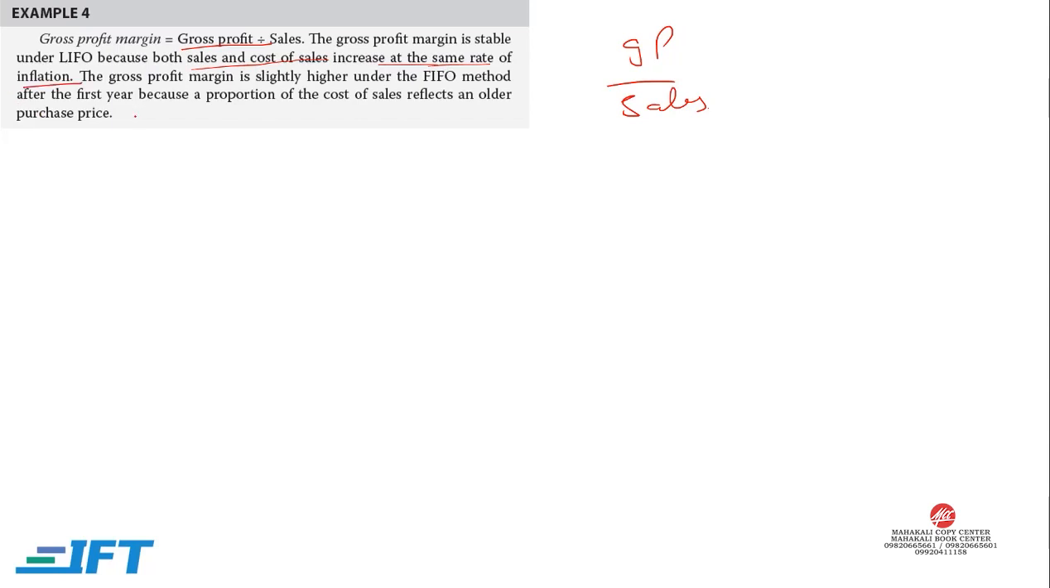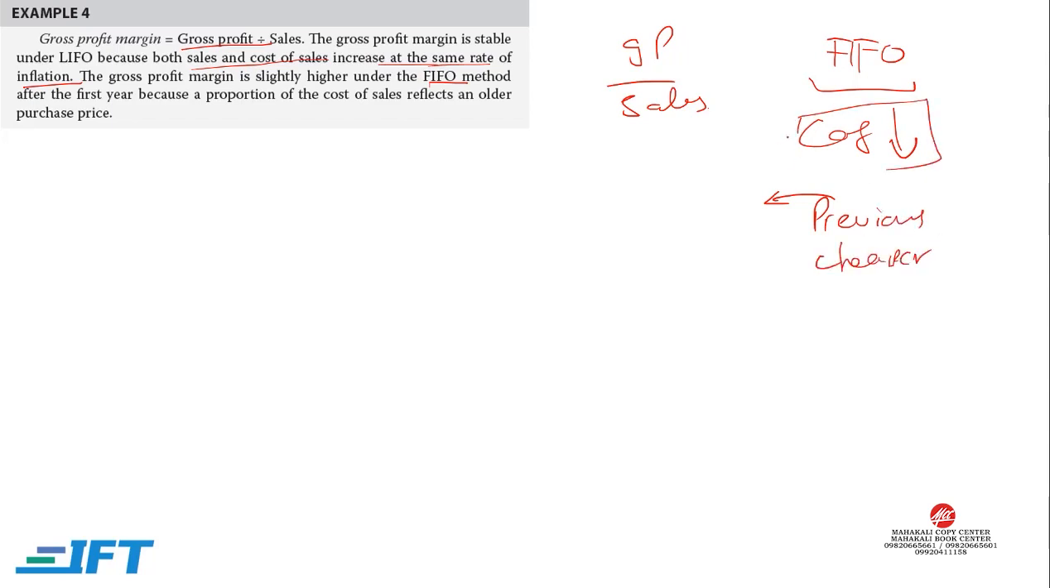The gross profit margin is slightly higher under the first in first out method after the first year, because we need to understand that in first in first out, our cost of goods sold actually reduces. Why? Because we are eating away into our previous inventories. Previous inventories are cheaper, which gives us the impression that the cost of goods sold is lower. So if your cost of goods sold is lower, the gross profit margin goes up.